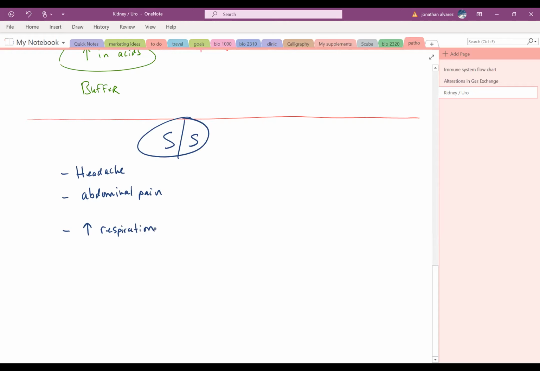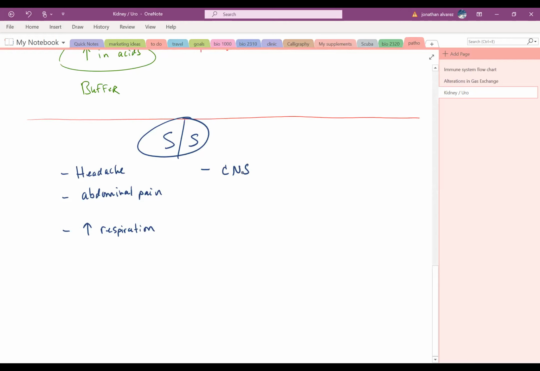Okay, if you have too much acid in your body, your chemoreceptors will detect that and force your respiratory system to try to breathe more to get it out. Okay, it's kind of the body's knee-jerk reaction to try to help. So increased respiration. The fancy word for that would be hyperventilation.